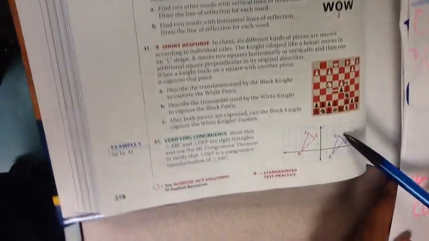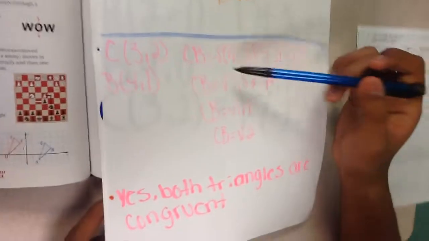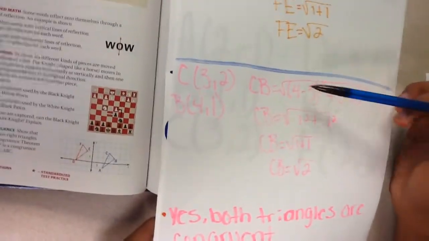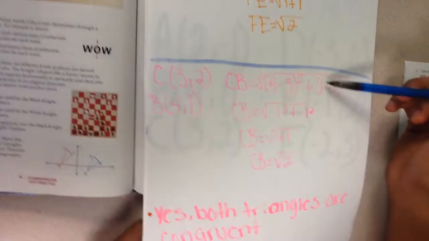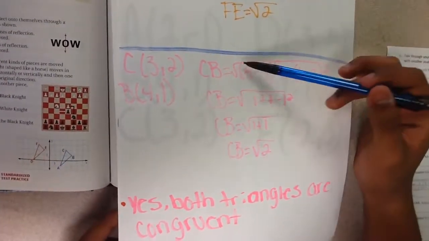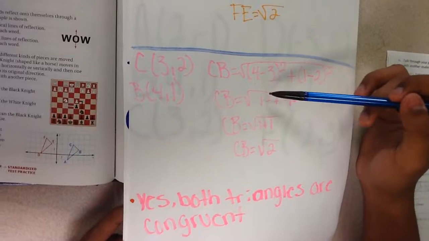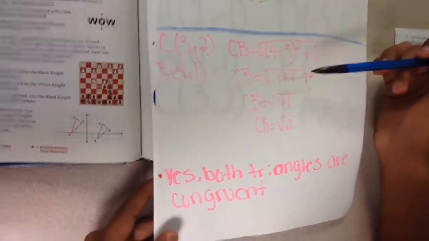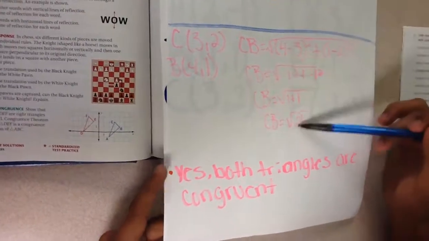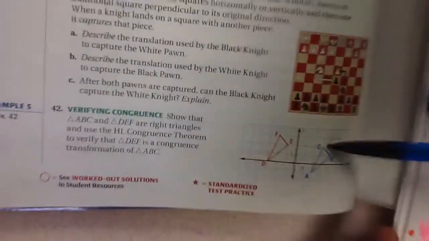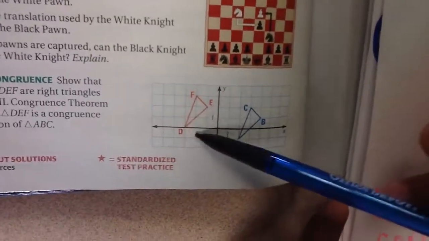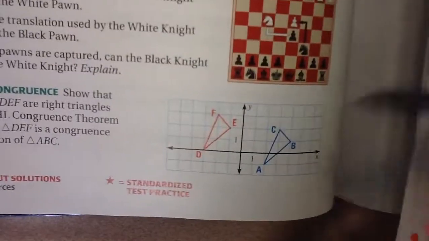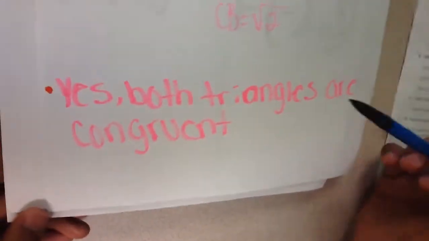And now you have to find the distance of line CB. So you plug it in the distance formula, and you get 4 minus 3 squared plus 1 minus 2 squared. After you solve this, you get the square root of 1 squared plus -1 squared. And you get the square root of 1 plus 1, and you get the square root of 2. So line FE and line CB are congruent, as are line DF and line AC. So yes, both triangles are congruent.